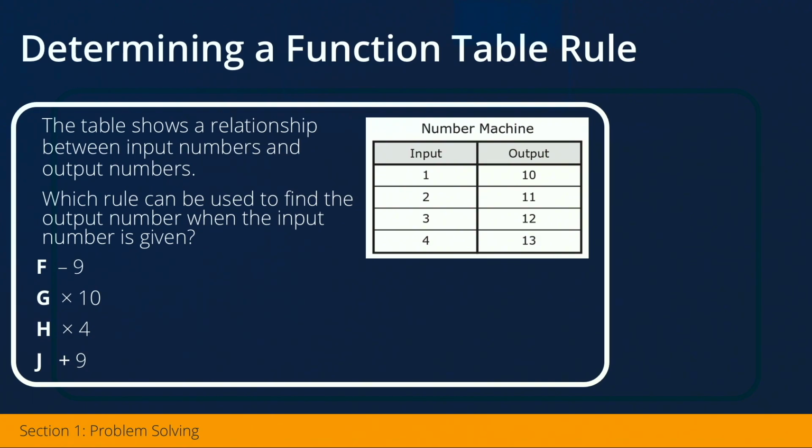Here's another question that students might be faced with. This question presents a table, and it says, the table shows a relationship between input numbers and output numbers. Which rule can be used to find the output number when the input number is given? So here students have to think about the relationship between the input and output to then decide that the rule in this case is J.